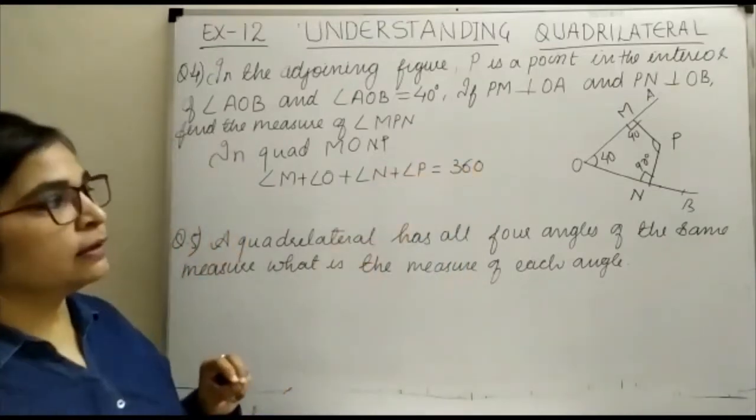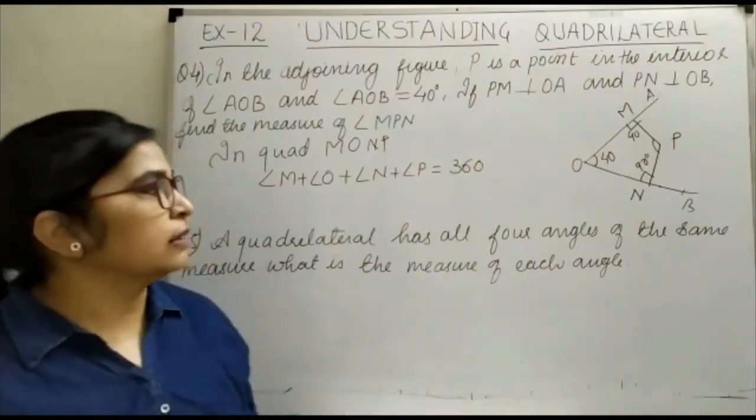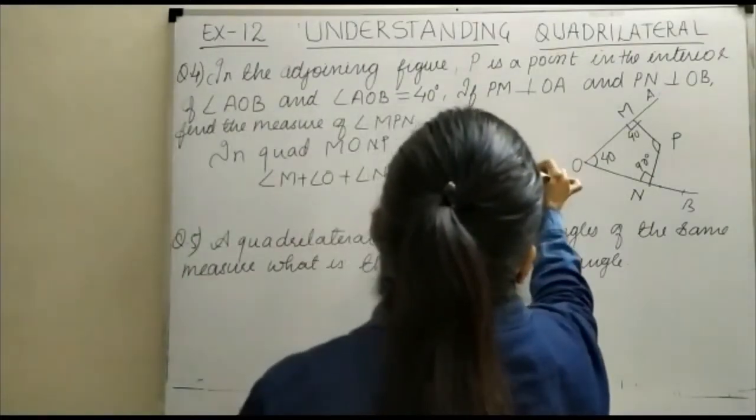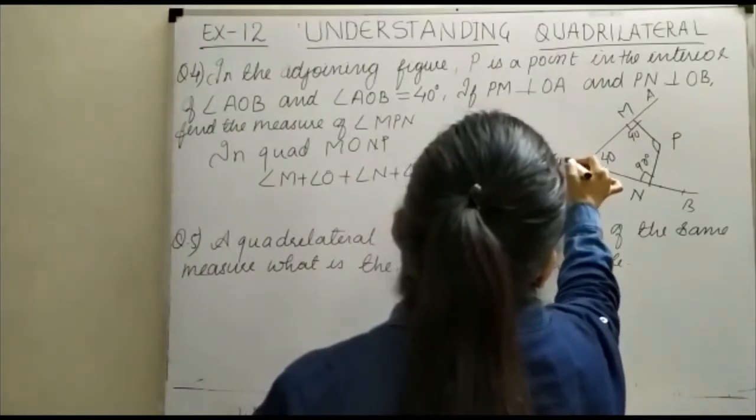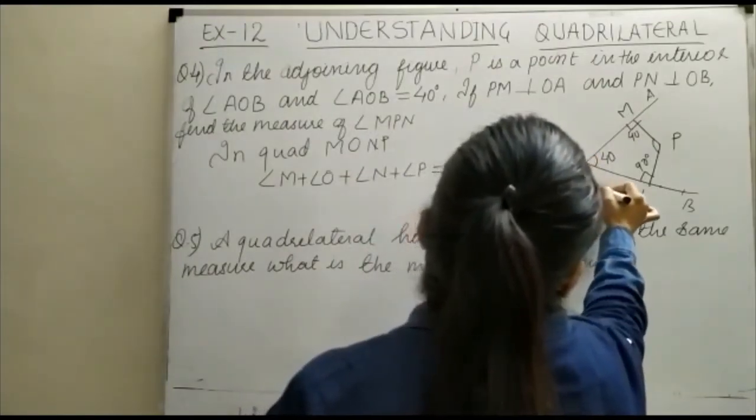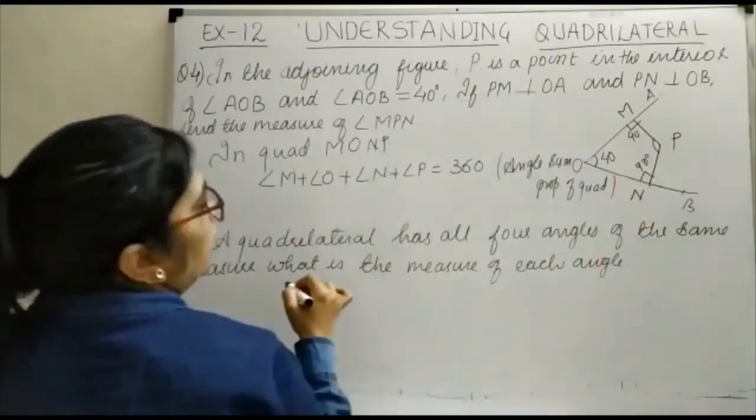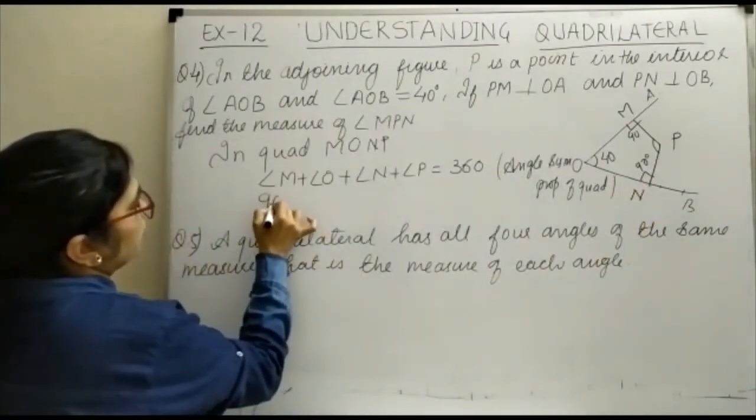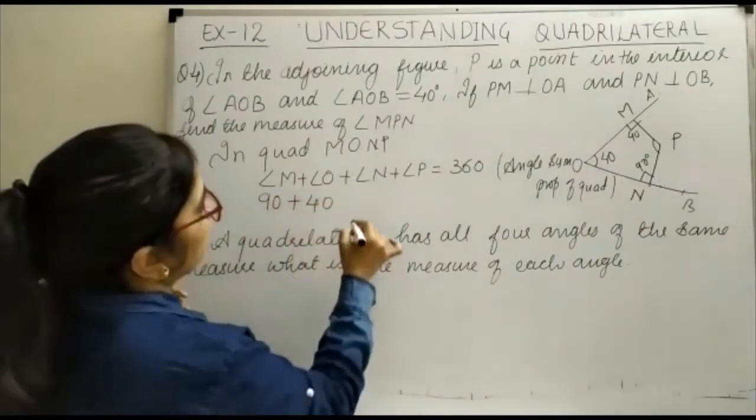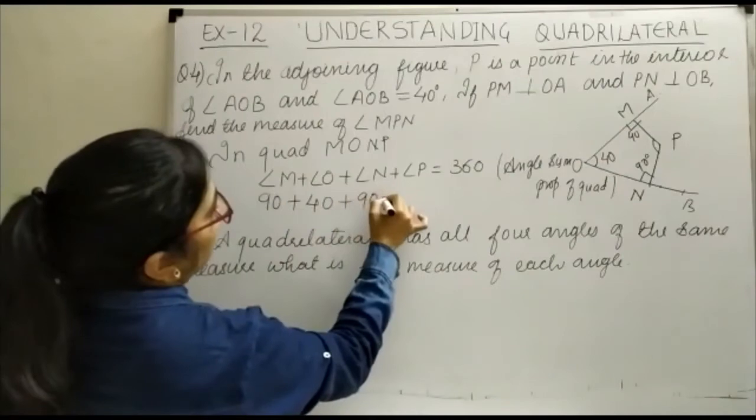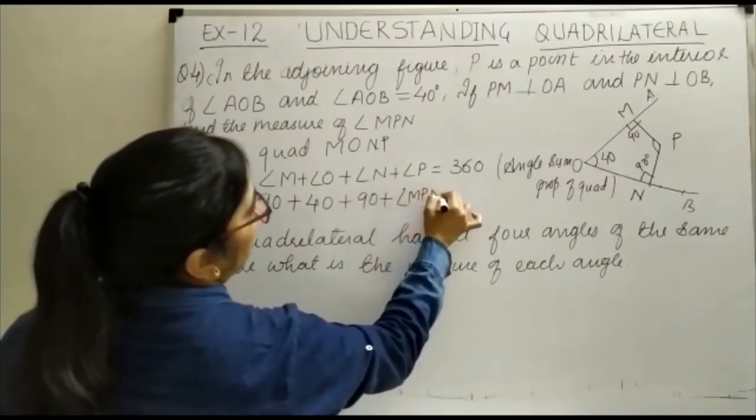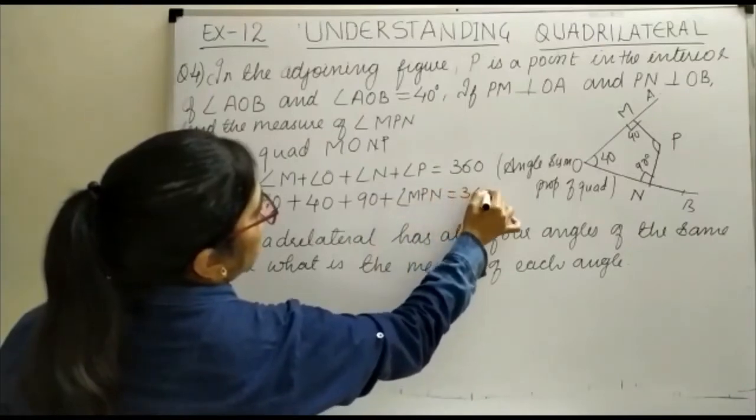Angle M plus angle O plus angle N plus angle P is equal to 360. You know, in a quadrilateral the sum of all the angles is equal to 360. That is the angle sum property of quadrilateral. Now here angle M is 90 degrees, angle O is your 40 degrees, angle N is again 90 degrees, and P, you can write as MPN, this is equal to 360.